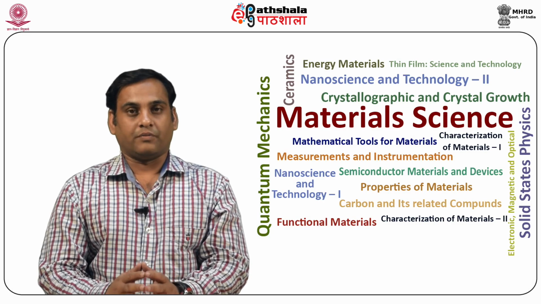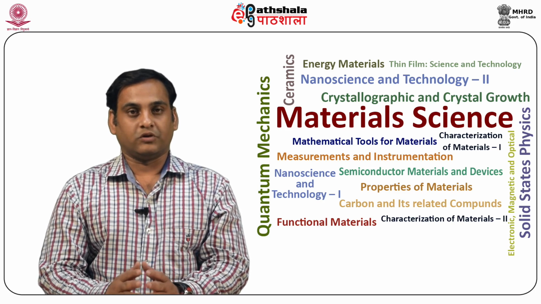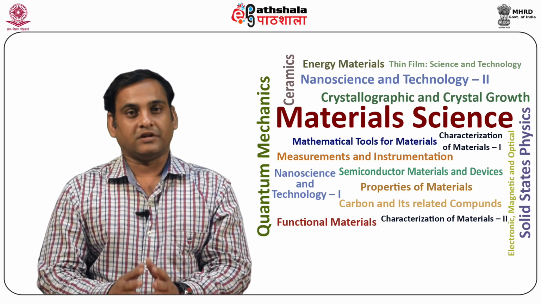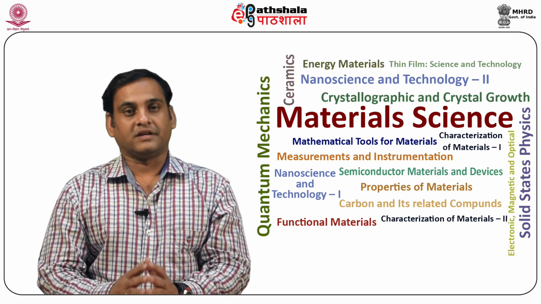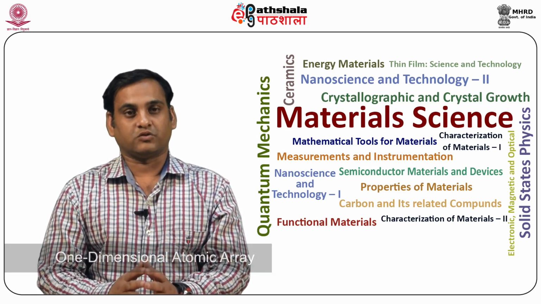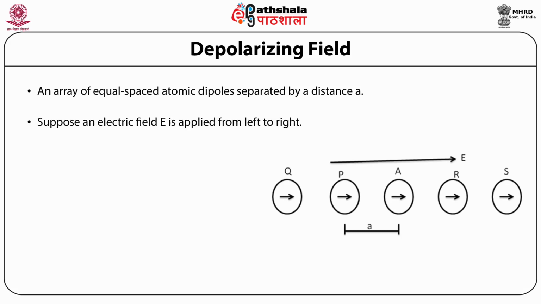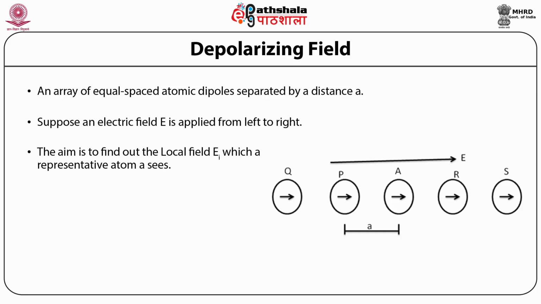Local electric field of a one-dimensional array. The model used by Epstein to calculate the local field in the case of a one-dimensional atomic array is shown in figure 2. This figure shows an array of equally spaced atomic dipoles separated by a distance a. Suppose an electric field E is applied from left to right. The aim is to find out the local field E1 which a representative atom A sees.